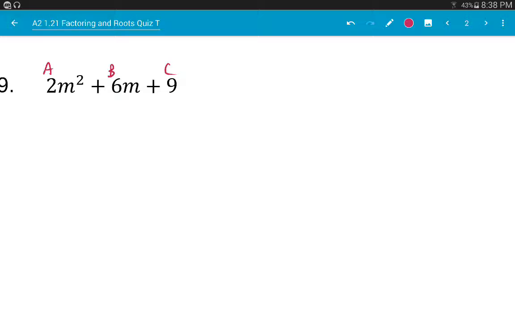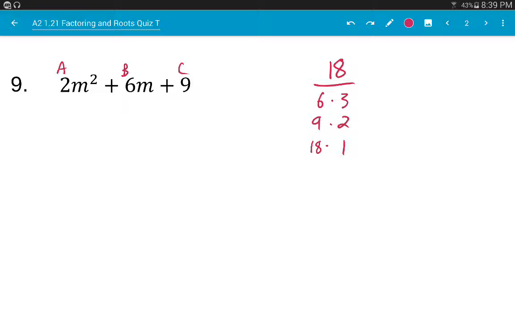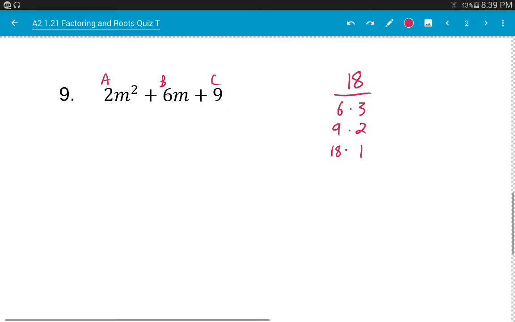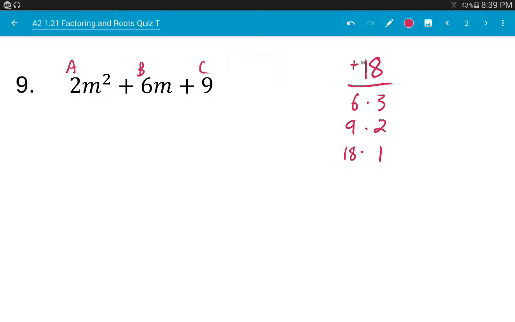I'm going to do A times C factoring. So A times C is 18. Factors of 18 are 6 and 3, 9 and 2, 18 and 1. Now I want to find a pair that will add to 6. Well, let's see. None of those is going to work. And I'm sure it's positive 18. So that means these are both negative or both positive. So they've got to be both positive.